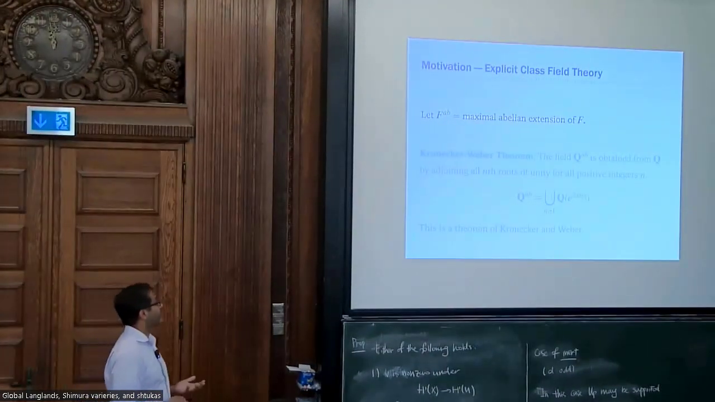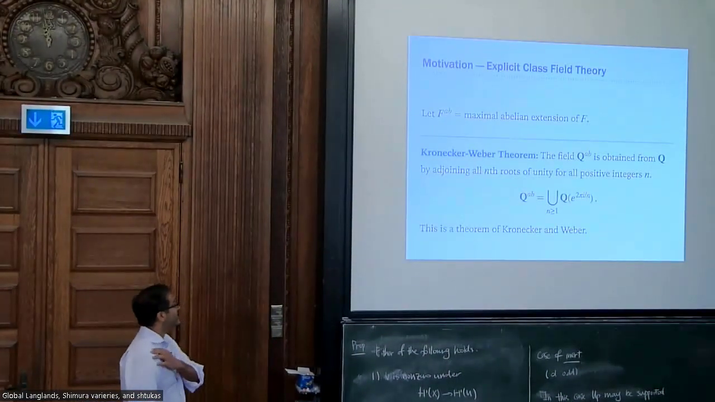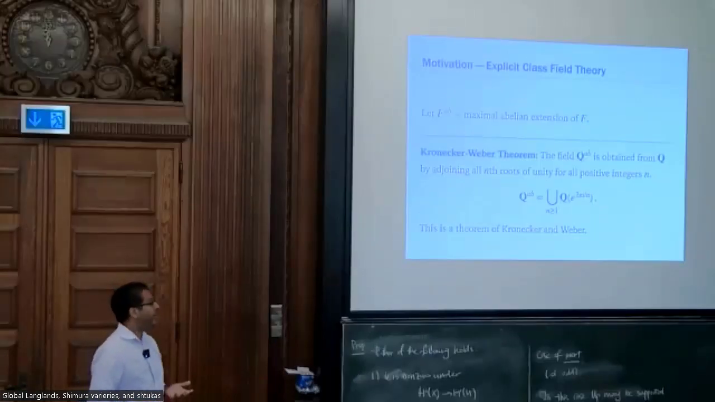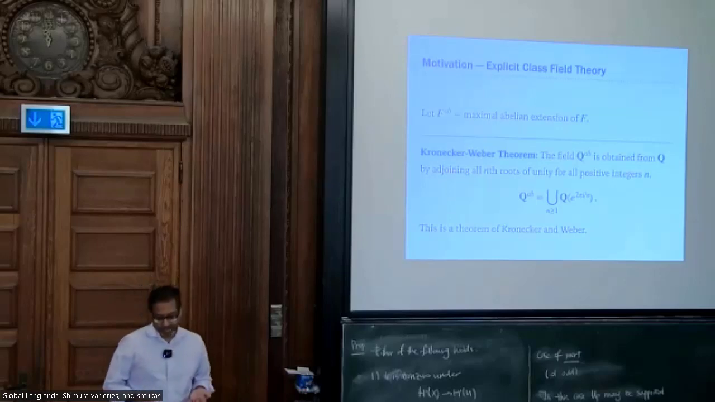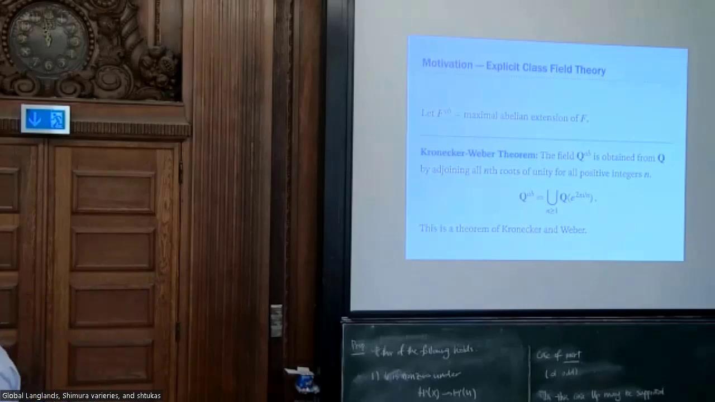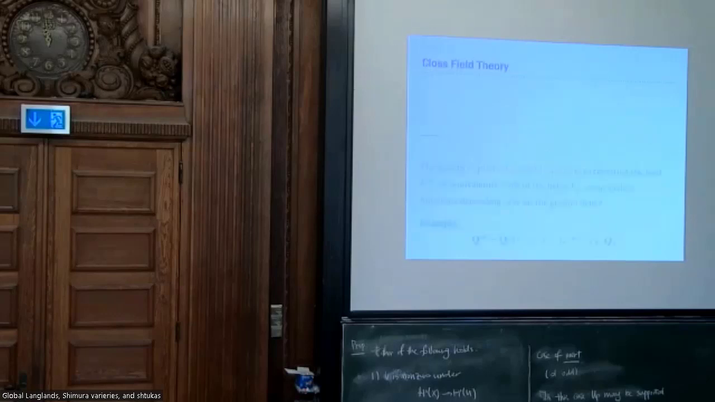Then the Kronecker-Weber theorem, a very famous classical theorem, states that when the ground field is Q, we can generate Q^ab by adjoining all the roots of unity. So from an analytic perspective, if you take the holomorphic function e^(2πix) and take its values at all rational arguments, then together they generate the maximal abelian extension of Q.